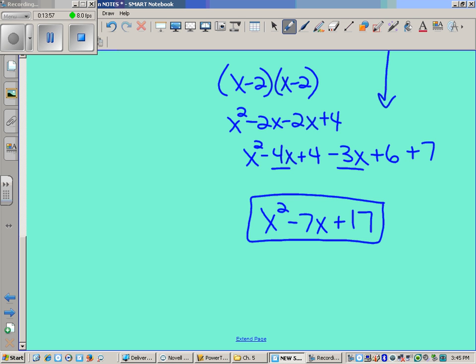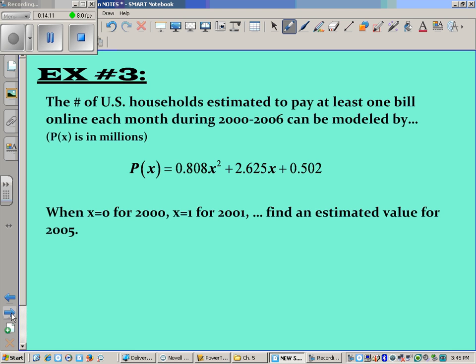Good? So you should be able to add and subtract using function notation. You should be able to evaluate, meaning you should be able to plug in a number in function notation. And you should even be able to plug in an expression, like an x minus 2 from the last one. We've got one more quick example to do. Let's look at this last example, number 3.